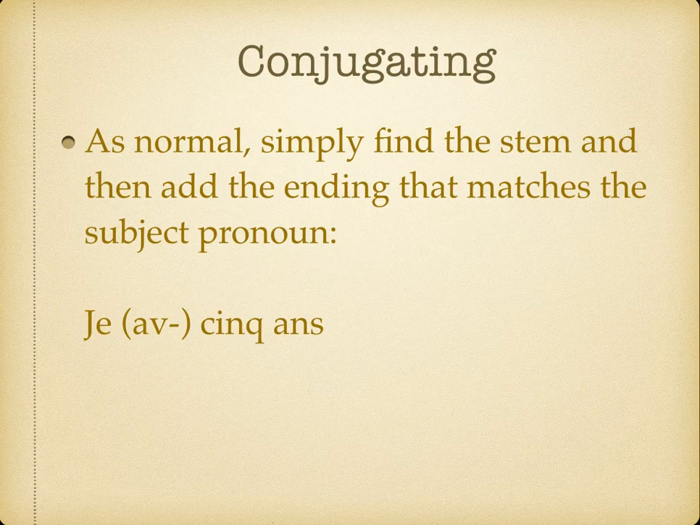Now we just add the ending that matches je. So we just saw a minute ago that our ending for je was AIS. Avais. When we put this into our sentence, all we have to do is remember to contract our je and our avais, because of course avais begins with a vowel and je loves to contract. J'avais 5 ans. I was 5 years old.